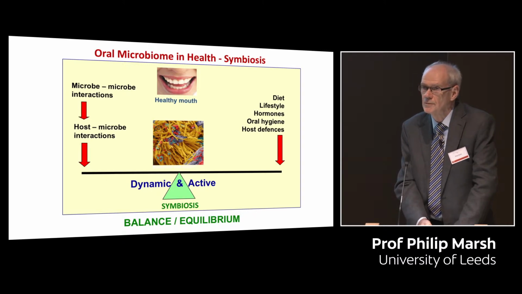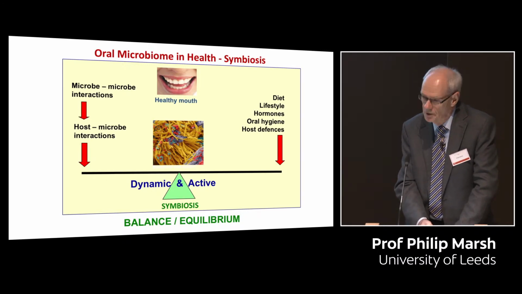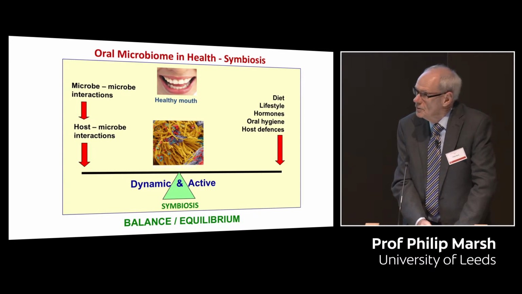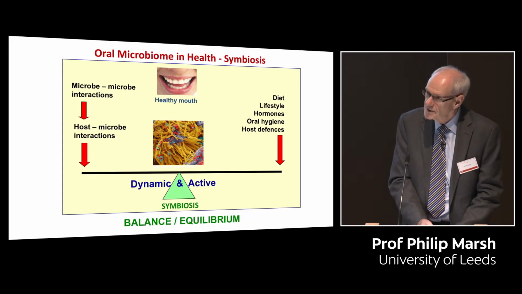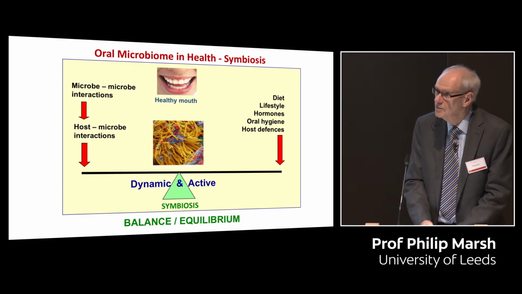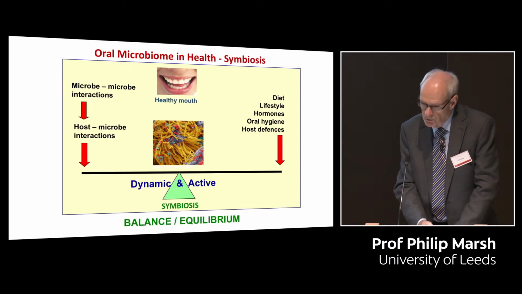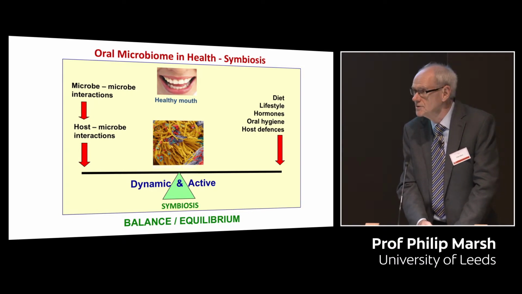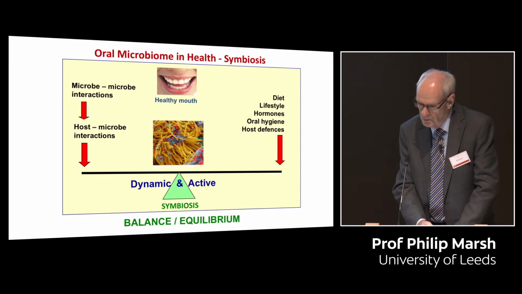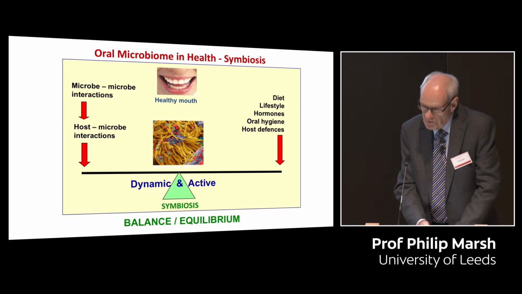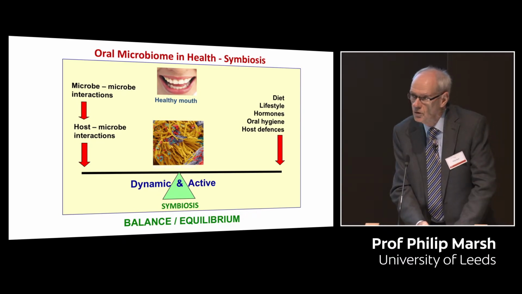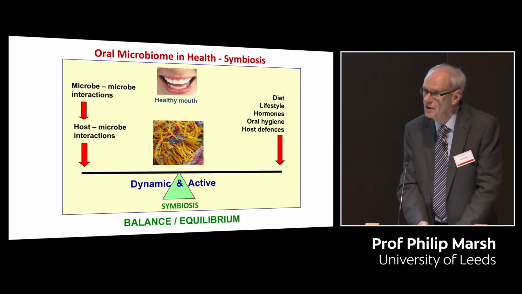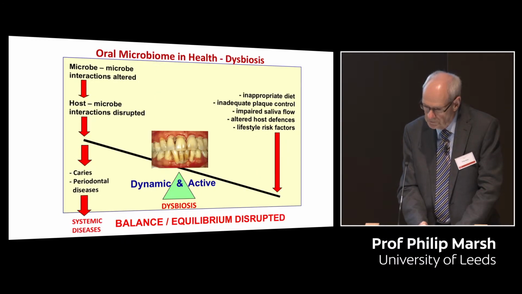So in general, with people who have a sensible diet, an appropriate lifestyle, coupled with effective oral hygiene and effective host defenses, then everything is in balance. The microbe interactions are in equilibrium, and indeed the relationship between these microbes and the host is also balanced. And this is what we see in the healthy mouth. But it should be emphasized that this is a balance. It is an equilibrium, and it's dynamic. And like all relationships, it can break down if not carefully managed and looked after.